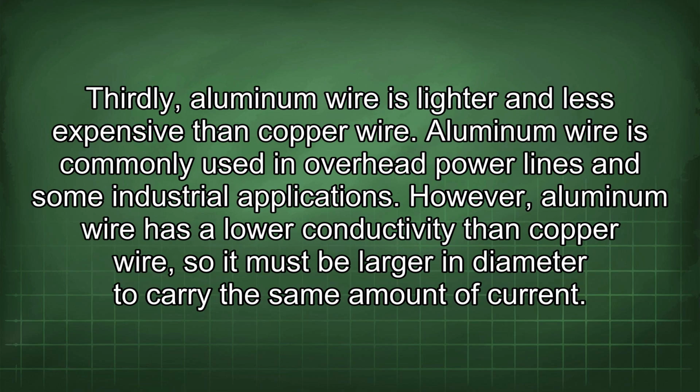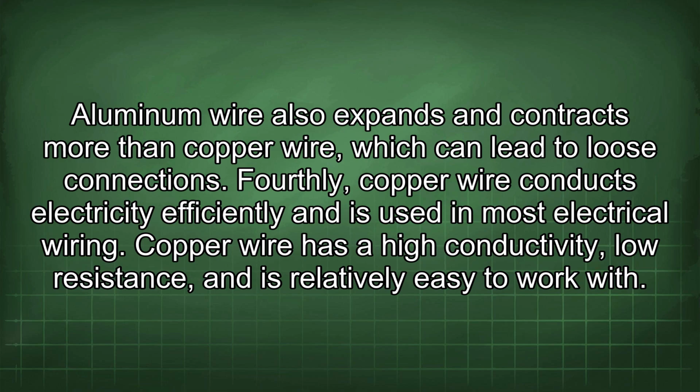Thirdly, aluminum wire is lighter and less expensive than copper wire. Aluminum wire is commonly used in overhead power lines and some industrial applications. However, aluminum wire has a lower conductivity than copper wire, so it must be larger in diameter to carry the same amount of current. Aluminum wire also expands and contracts more than copper wire, which can lead to loose connections.